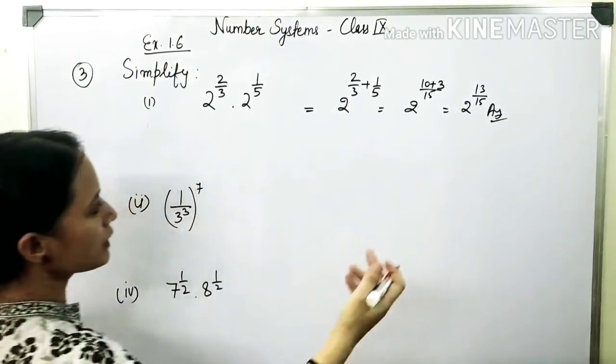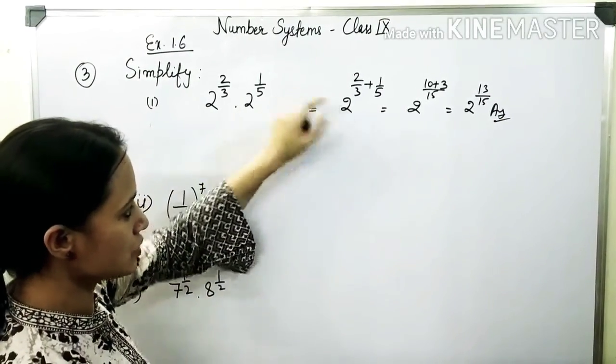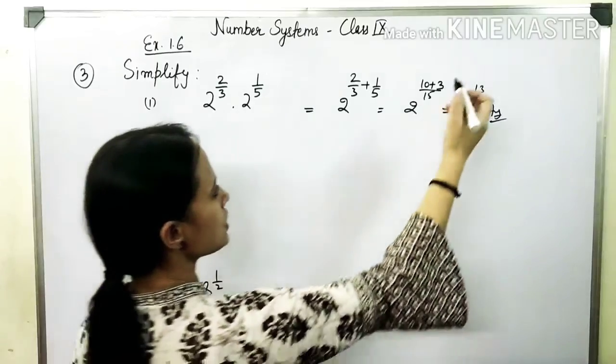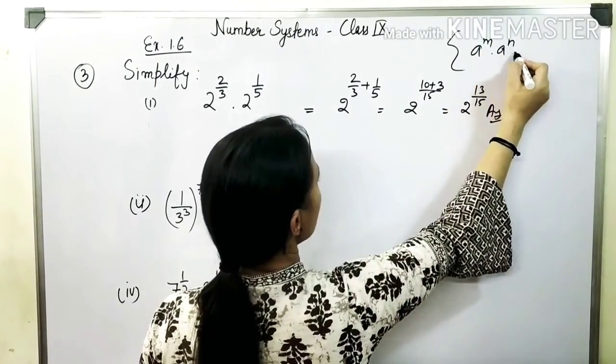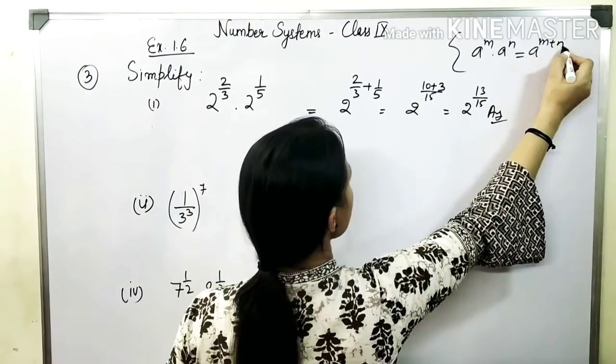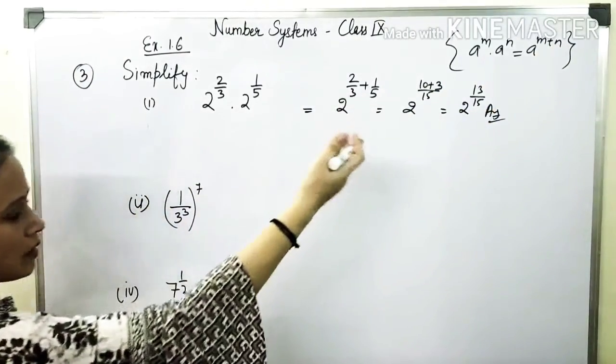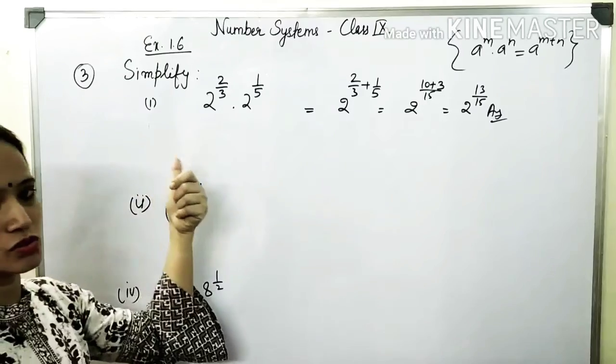And one more important thing, whichever law you are using here, you will mention it on the right side, that this is a raised to the power m into a raised to the power n is equals to a raised to the power m plus n. In the same way you will be writing the laws in the previous questions also.